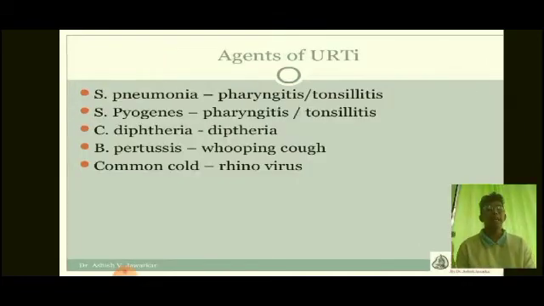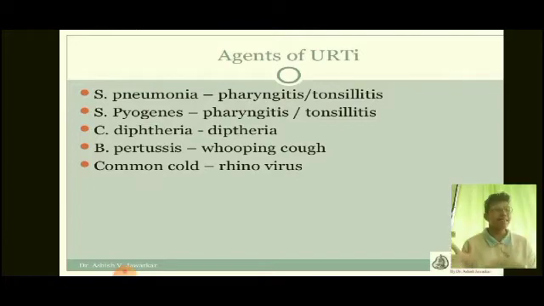We have these agents of upper respiratory tract infections: S. pneumoniae for pharyngitis and tonsillitis, S. pyogenes for pharyngitis and tonsillitis, C. diphtheriae for diphtheria, B. pertussis for whooping cough, and the rhinovirus for the common cold. Those are the agents for your upper respiratory tract infections.